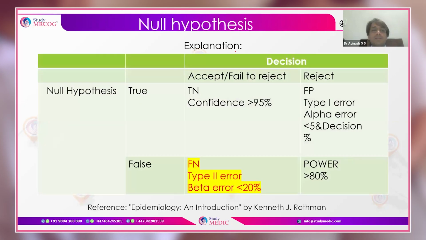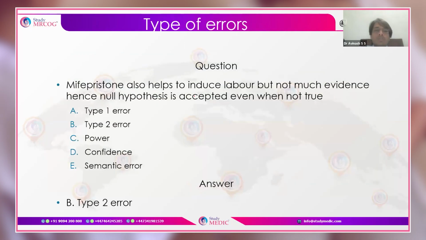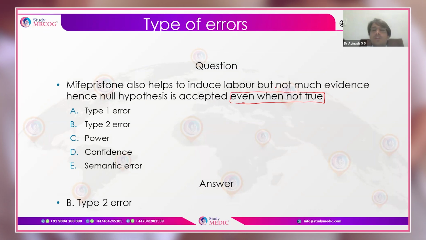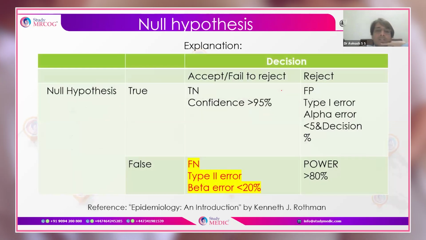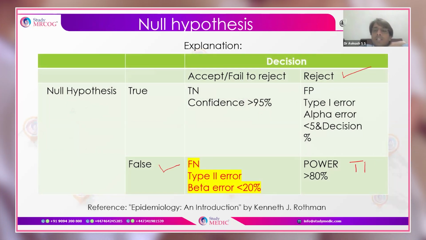Let us see what it is. Here the null hypothesis is not true, that means the null hypothesis is false. Then what should we do? We should reject the null hypothesis and conclude that mifepristone is effective. So since the null hypothesis is false, we have to reject the null hypothesis to give a true positive finding.